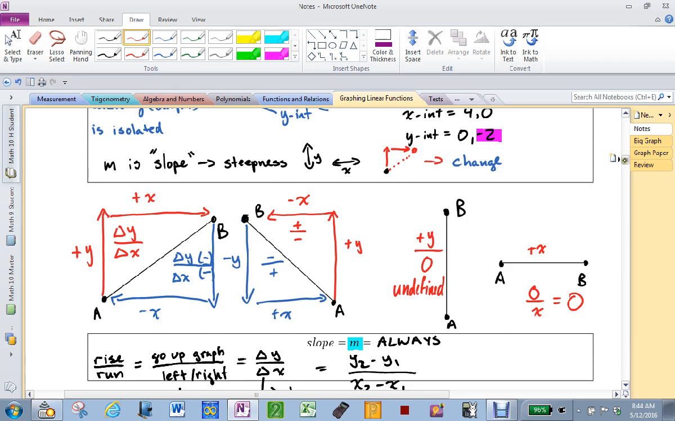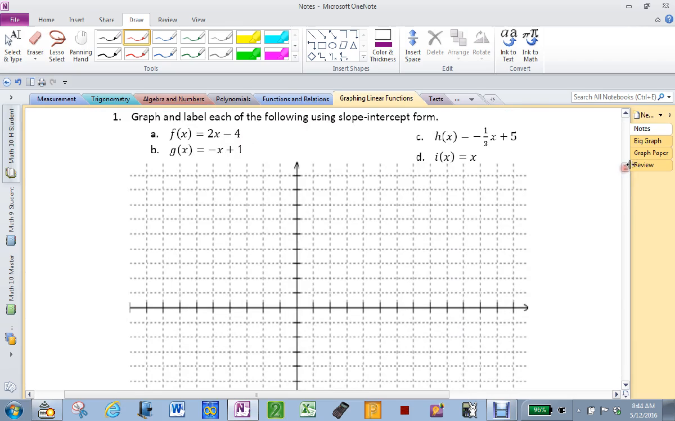All right, let's see if you can put it into action. I have 4 functions here. Before we do any work with them, check. Is the output isolated? Yes or no? Yes, the output is isolated. So do we automatically know the slope and the y-intercept? Excellent, I do. I'm going to put a black dot on the y-intercept for A.